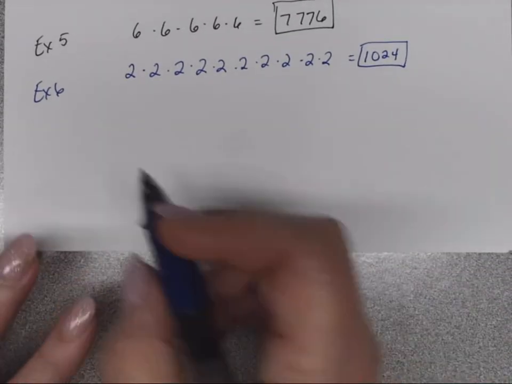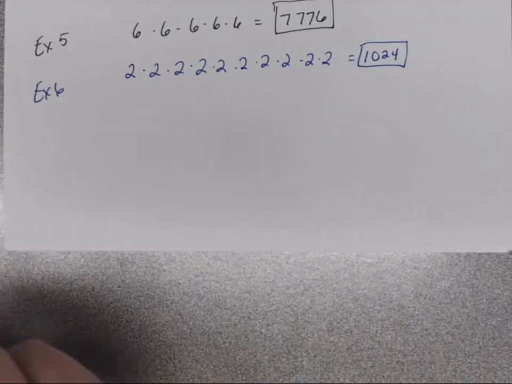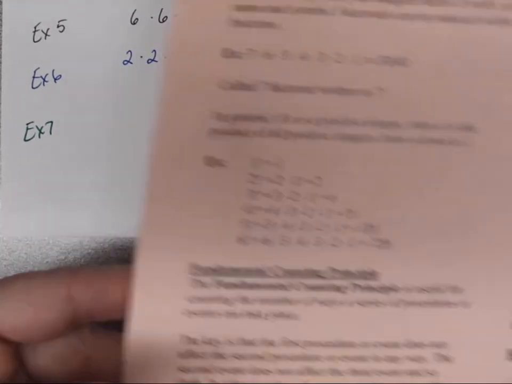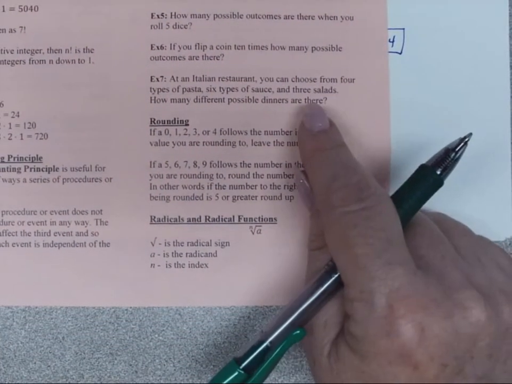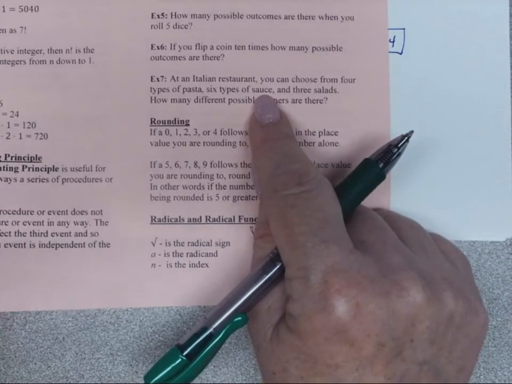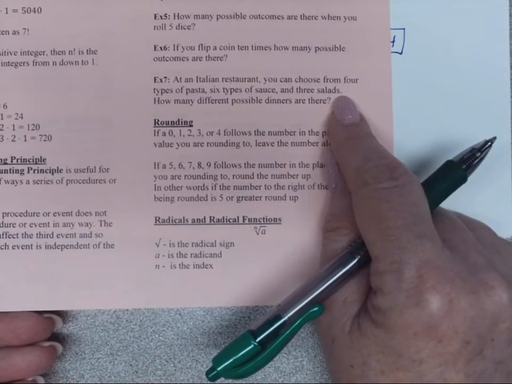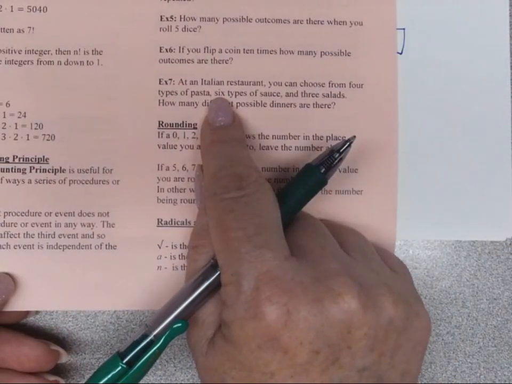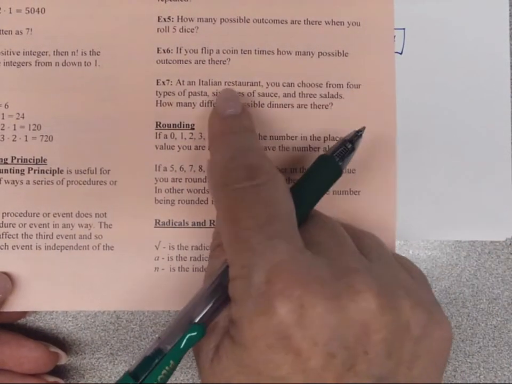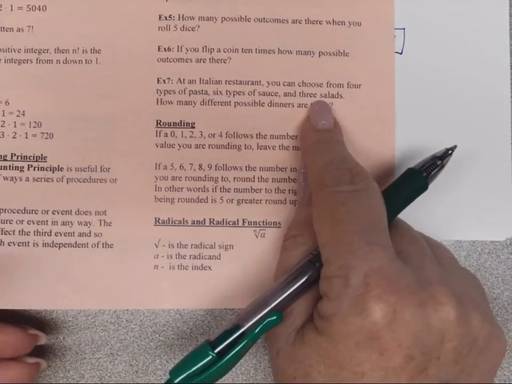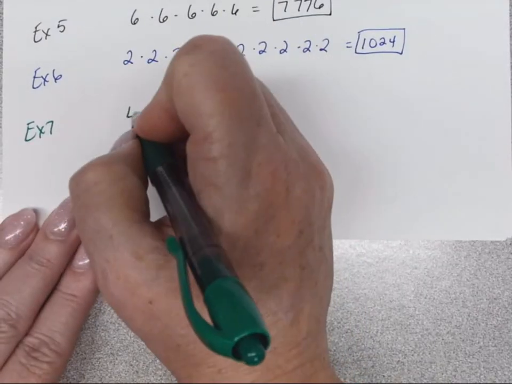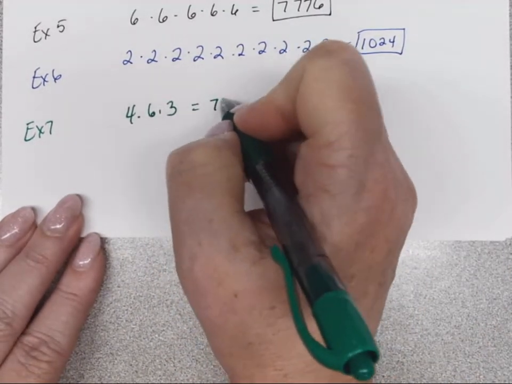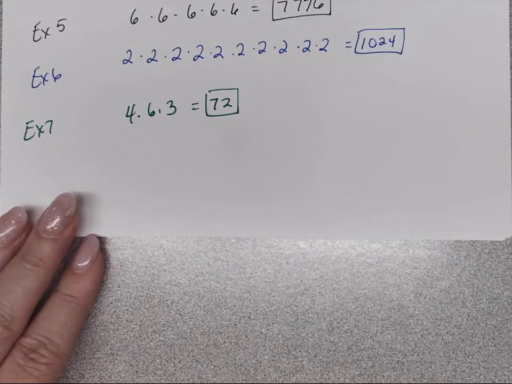All right, example 7. So we have in an Italian restaurant, you can choose from 4 types of pasta, 6 types of sauce, and 3 salads. How many different possible dinners are there? Well, we have 4 types of pasta times 6 types of sauce times 3 salads. So that would be 4 times 6 times 3. And when we multiply that, we'd have 72 possible dinners that we could order.